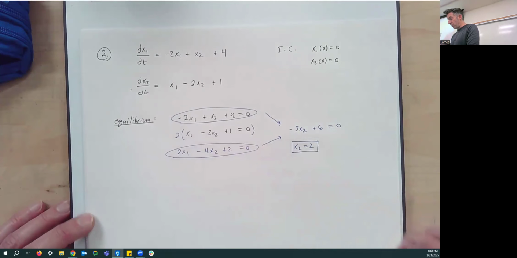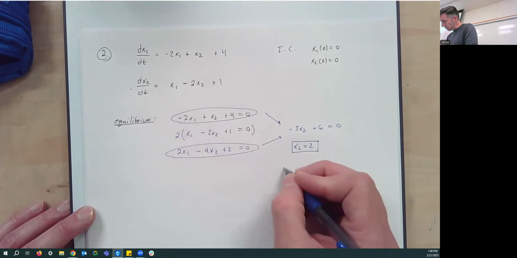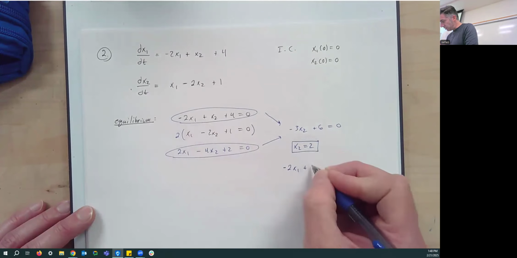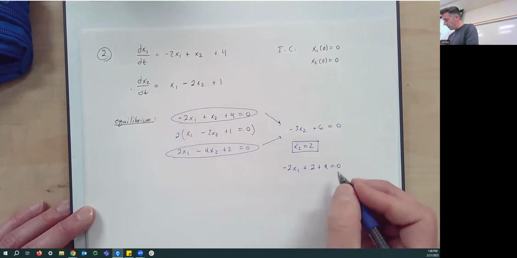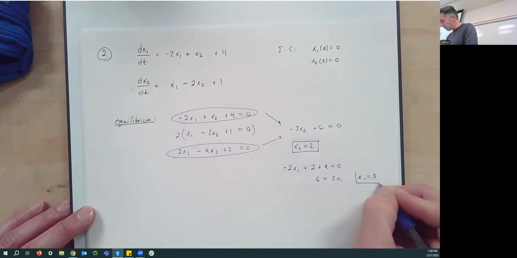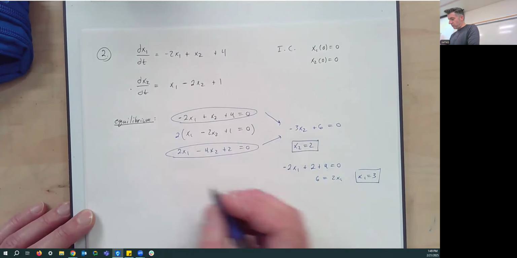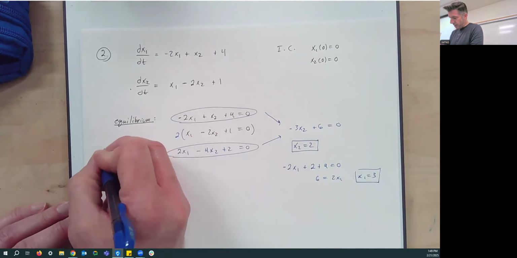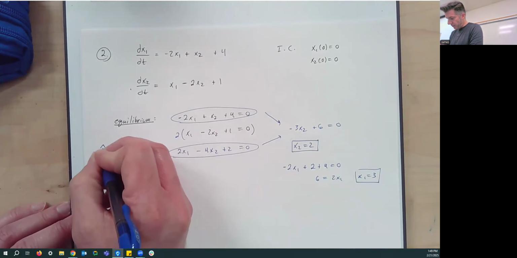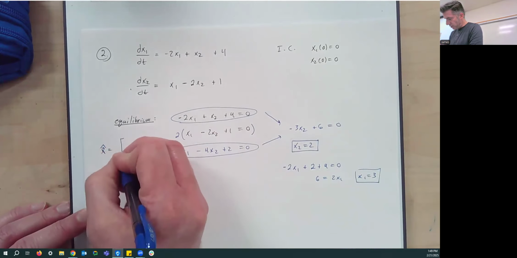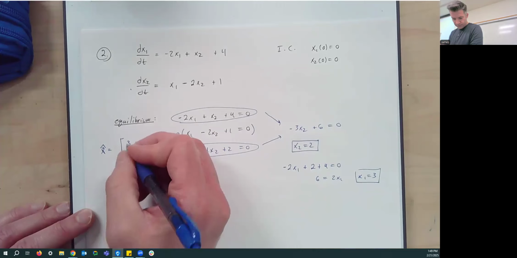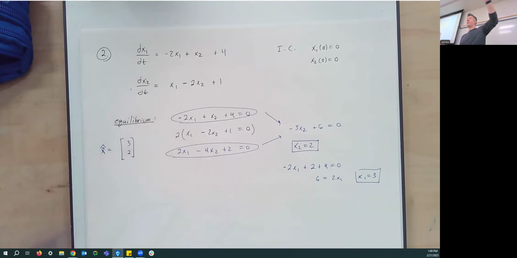So plugging that into either equation, let's plug it into the first equation here. Negative 2x1 plus 2 plus 4 equals 0. So it looks like 6 is equal to 2x1. So x1 is equal to 3. So my equilibrium, my x hat as a vector, is going to equal 3, 2. So at the end of the whole process, after I found my solution, I'm going to add on the vector 3, 2. That's all we're going to use that for, really.